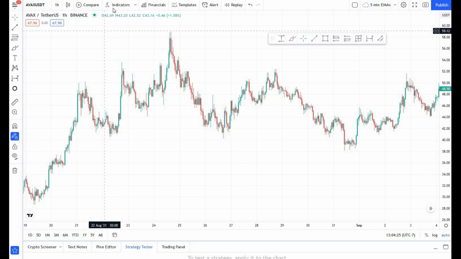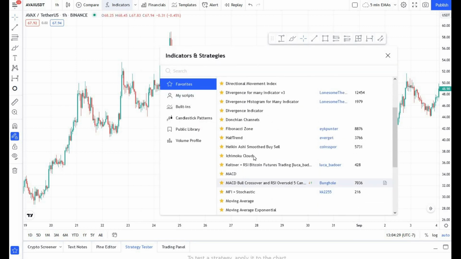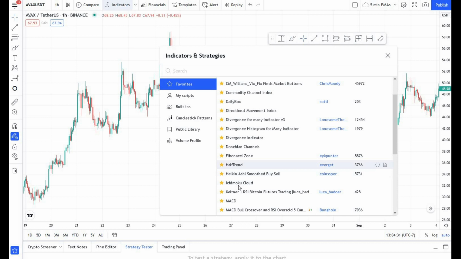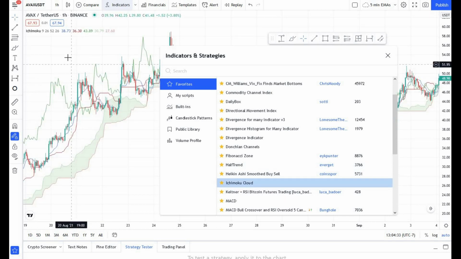For this strategy, I'm going to use the Ichimoku indicator, and I'm going to look at the Ichimoku cloud.